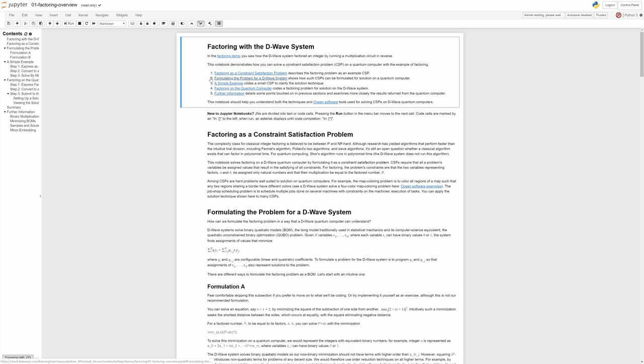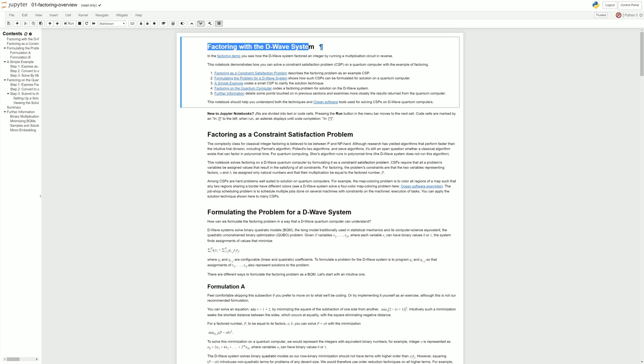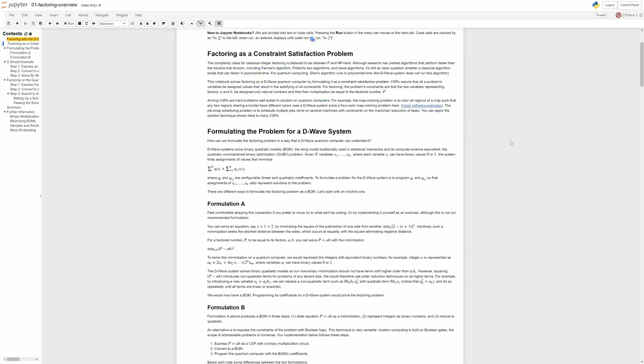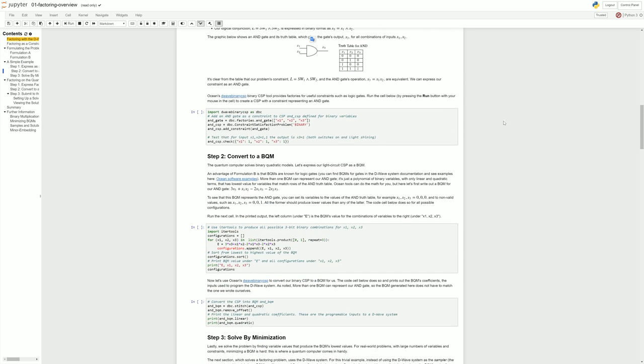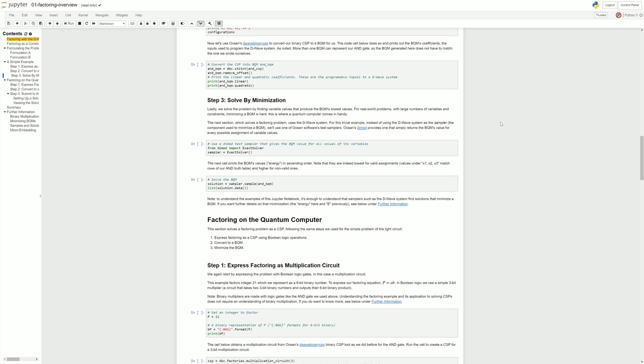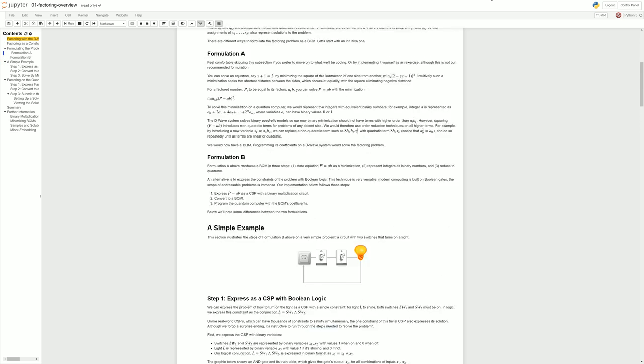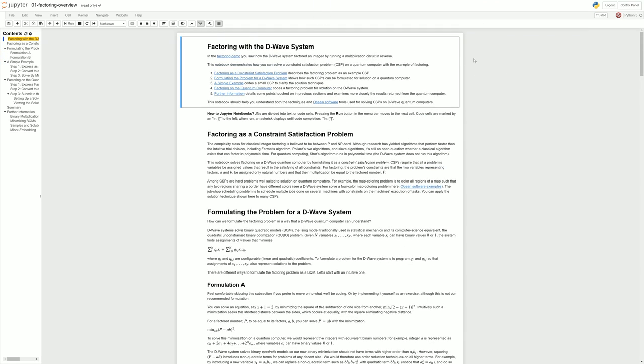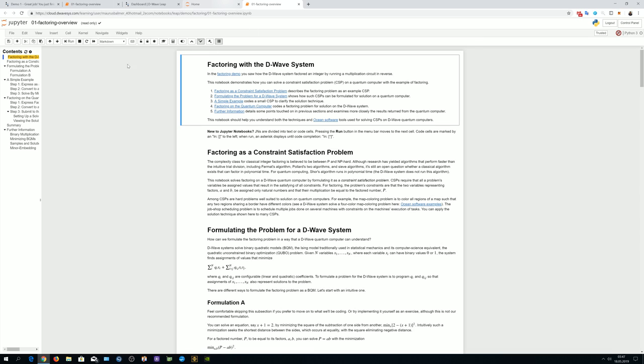Factorization overview. See, factorization again. You got the complete source, how it works, directly accessing quantum stuff here. This is awesome. This is really awesome. It's open for the public. Actually, it's available for people who signed up. I love it.